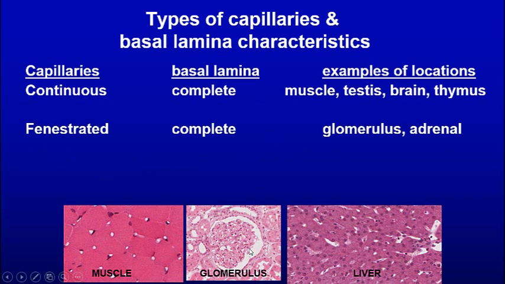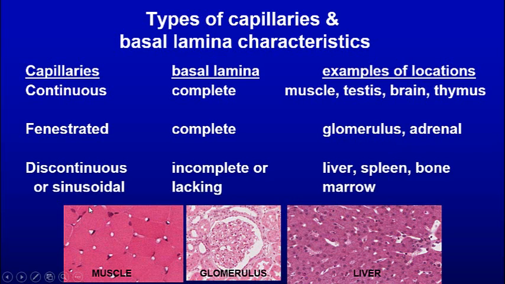There's also fenestrated ones, and this is what we have in the adrenal, and in the corpuscle of the kidney. So we have it in the glomerulus and adrenal. Then there's the discontinuous, or the sinusoidal. That's what we have in the liver, and the basal lamina is incomplete or even lacking. And then you find that in the liver, spleen, and bone marrow.